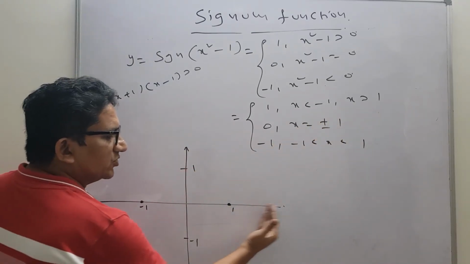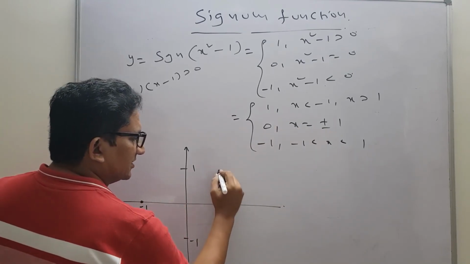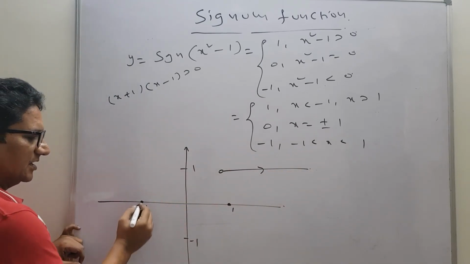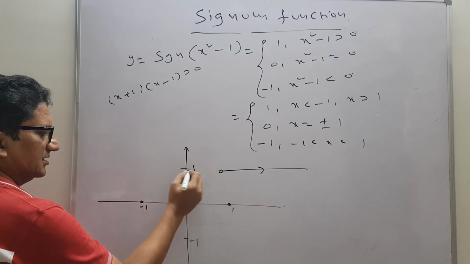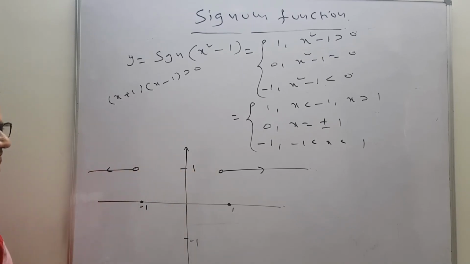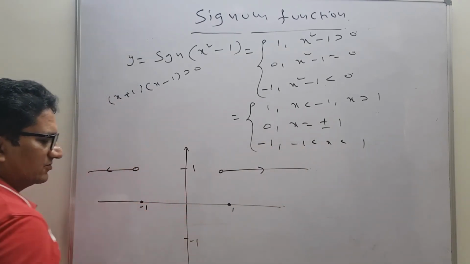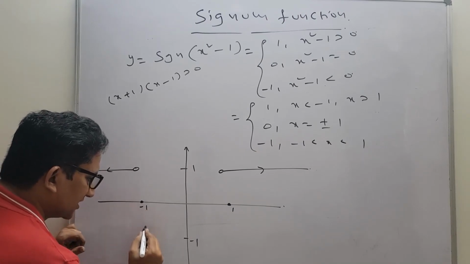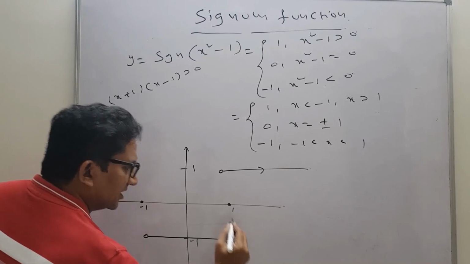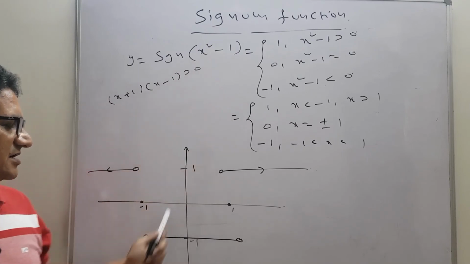When x is more than 1, the graph is a straight line y equals 1. So here we will take a bubble and draw a line. And here also, exactly the same distance, we will take a bubble and another line like this. And next, in between minus 1 and 1, the line is y equals minus 1. So exactly at this point we will take a bubble and draw a line here, and here we will take a bubble. So this is the graph of signum of x square minus 1.